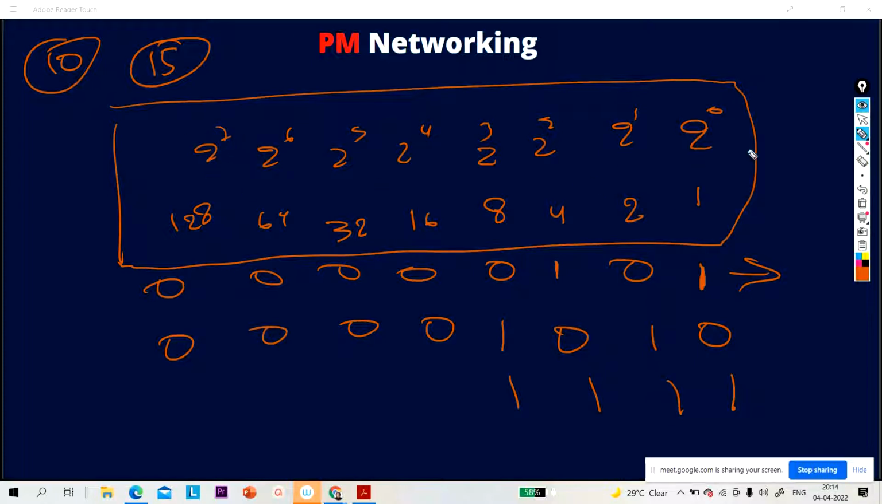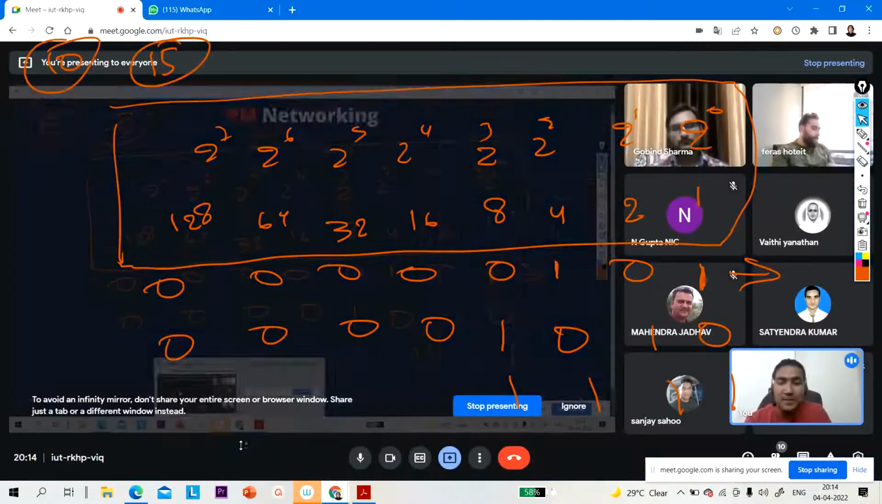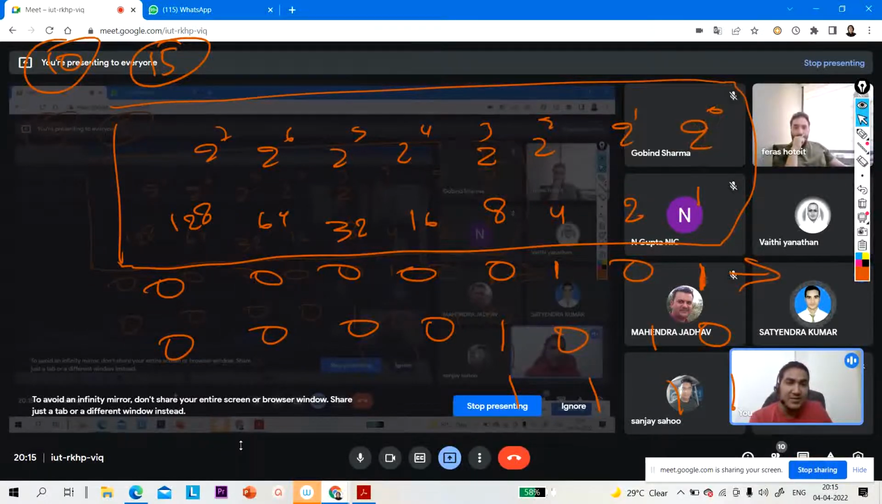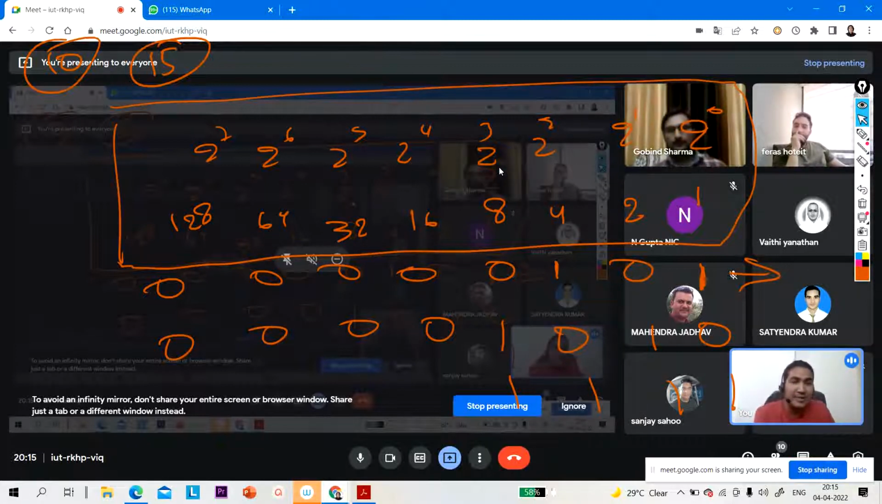Yes, sir. Anyone have confusion to convert binary into decimal and decimal into binary? Please let me know, guys. Don't hesitate if you have a problem, because this is the base. You are going to do subnetting as well, IPv4 as well. These are very basic things that you should be very clear about, how to convert decimal into binary, binary into decimal.